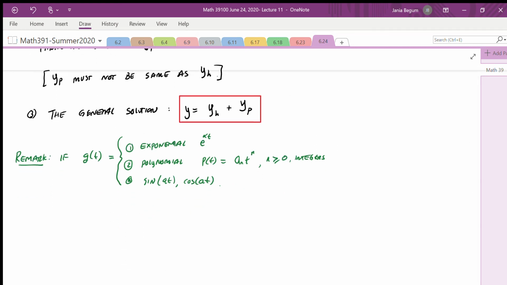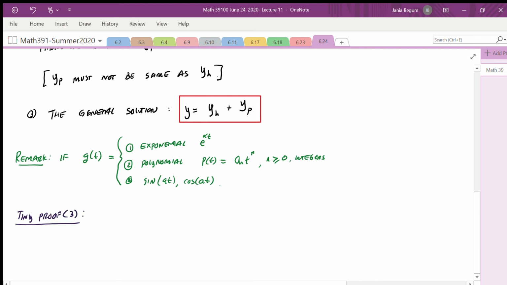So again, proofs are nice. They're entertaining, but you don't have to know much of it for this course. But understanding it is very important for you moving on to the next course. Okay. So here's a tiny proof of statement 3, where we consider our general solution to be yh plus yp.